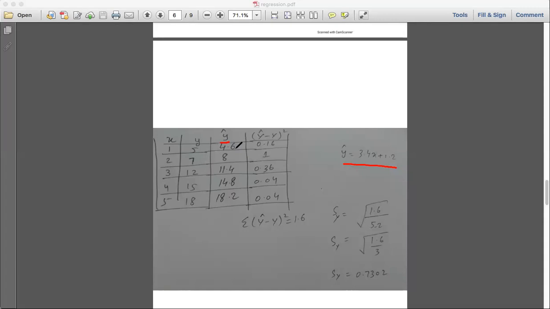Clear? Similarly, put now x is equal to 2 and solve this equation, it will come 8. Then put x is equal to 3 here and solve for y hat, it will come 11.4. Then put 4, solve it, and similarly put 5 and solve it. Clear? So in this way, by regression line y in terms of x, we can easily find the values of y hat.